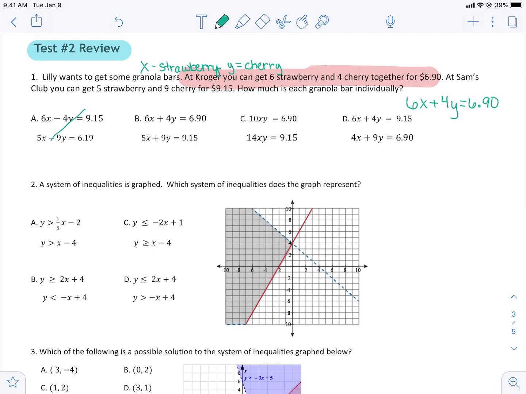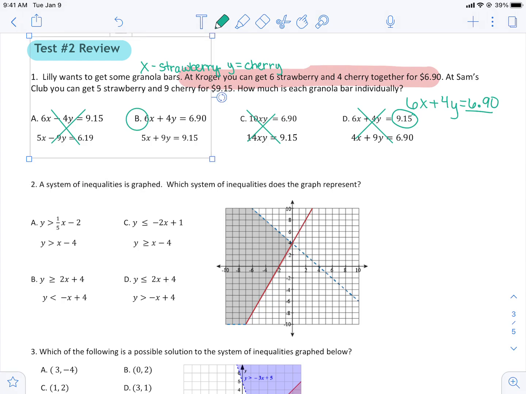So if I'm looking at my answer choices, I notice that answer choice A says 6x minus, and I don't want that, so that one can be eliminated. I look at answer choice B, it says 6x plus 4y equals $6.90, so that is a possibility. If we look at answer choice C, 10xy equals $6.90. That doesn't even make any sense, so we don't want that one. And answer choice D says 6x plus 4y equals $9.15. Well, it should equal $6.90, so that doesn't work, which means our answer is B.